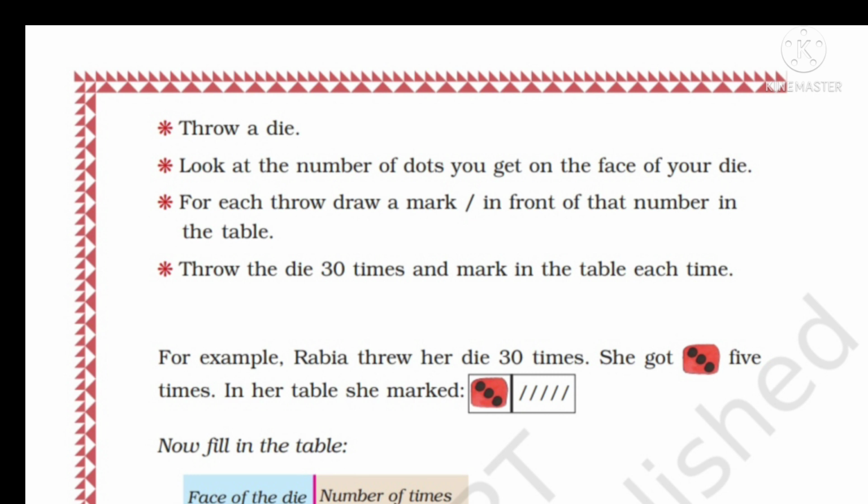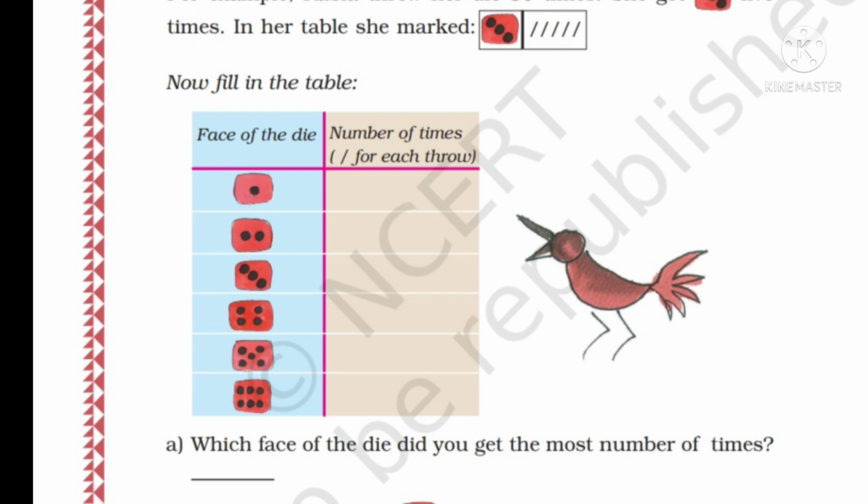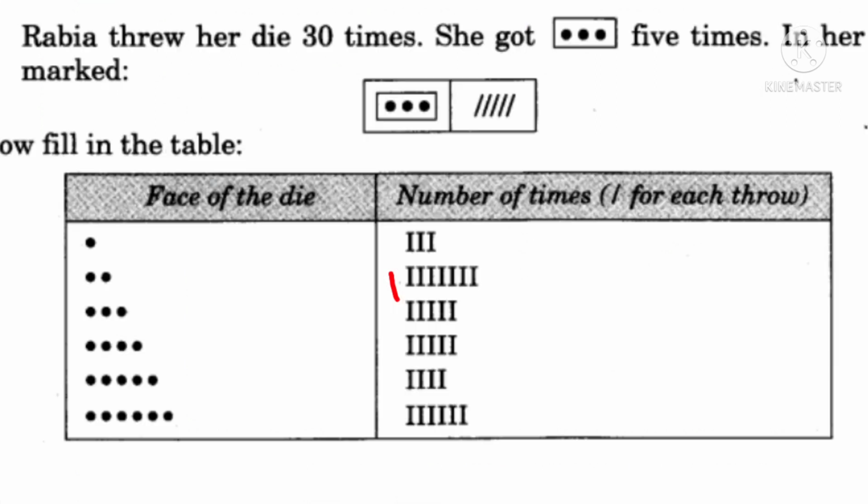If on the first throw we get 1, near the 1 in this table you have to draw a slant line. And if you get 3 on the next throw, near the 3 you have to put a slant line. If you again get 3, you have to put one more slant line near 3. Like this you have to repeat throwing the dice 30 times. This is a solution in which we threw the dice 30 times and got a chart like this. Now we can answer the questions based on this chart.